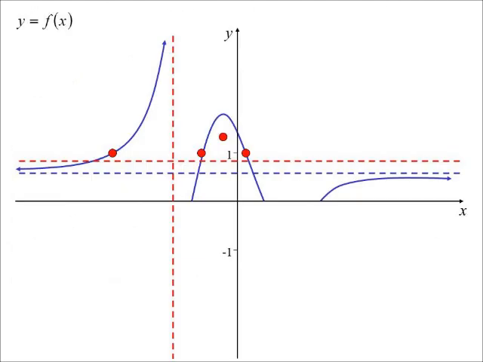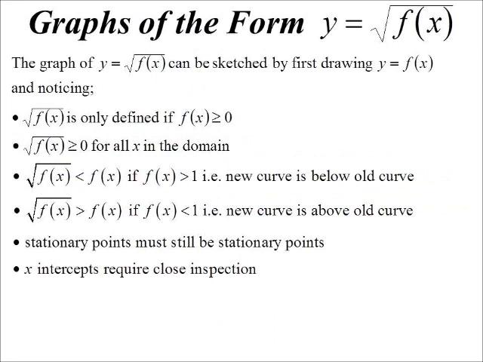Square root of 1 is 1. So at all those y values of 1, I'll plot those in. We know square root of 1 is 1. Those points will remain. Now the x-intercepts are really interesting. They require close inspection, you'll see I've put there.